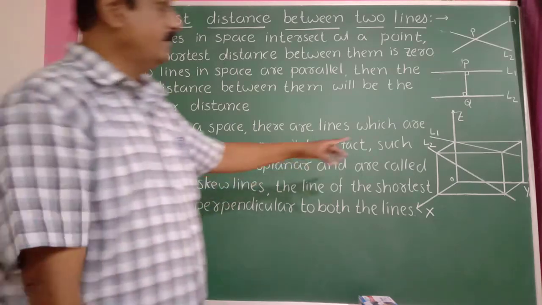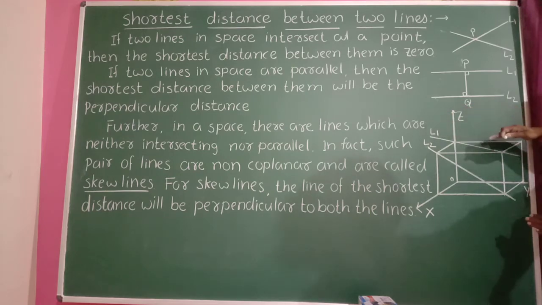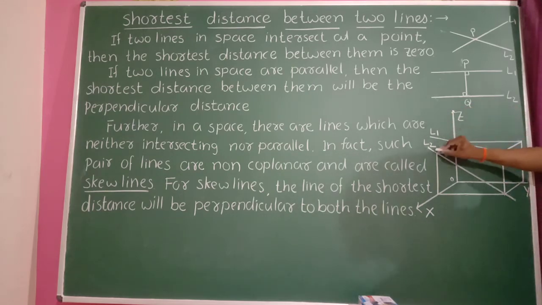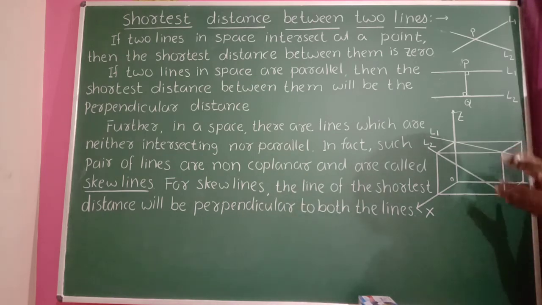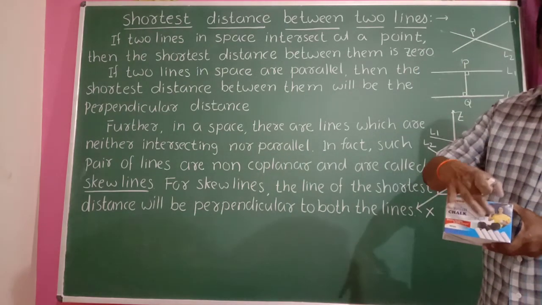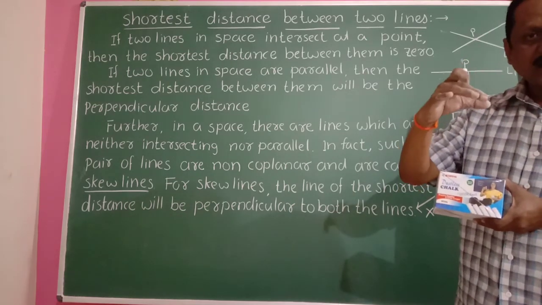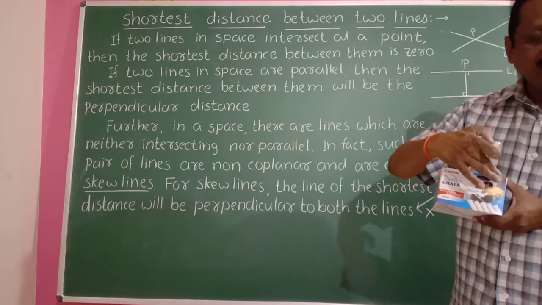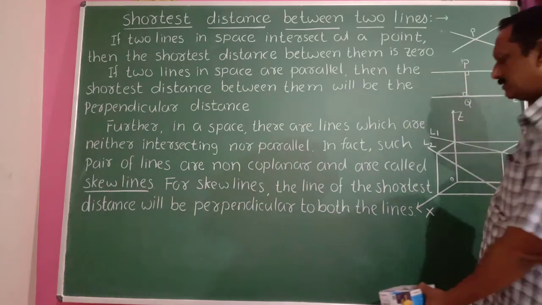Here, this is a line on this face and this is a line on this face. They never meet each other. So these L1 and L2 are called skew lines. For skew lines, the line of shortest distance will be the perpendicular to both of the lines. There is some position here, at that position you can draw a line perpendicular to this one as well as this one. That is the shortest distance between the two skew lines.